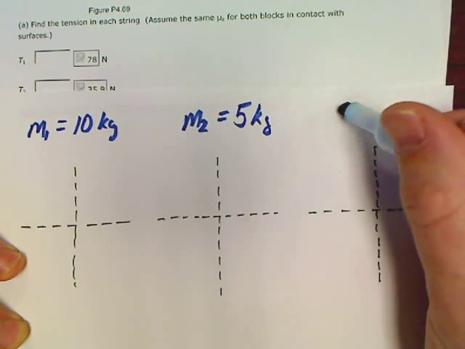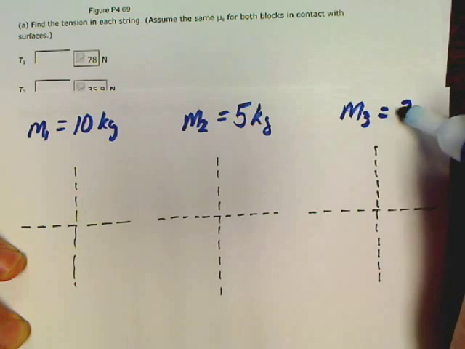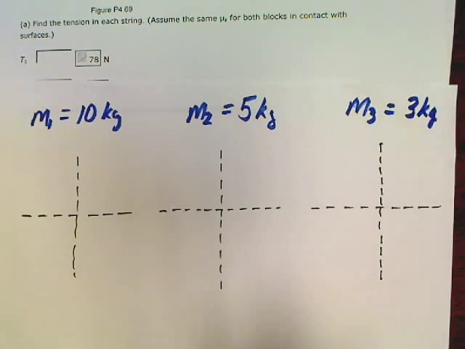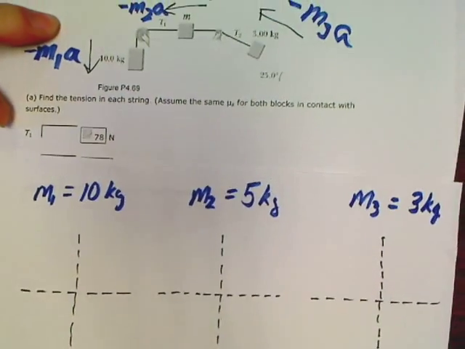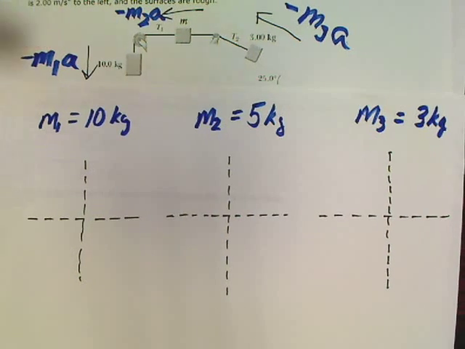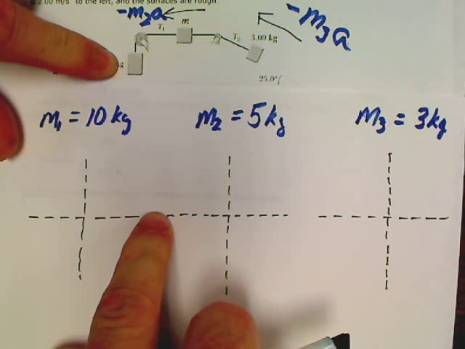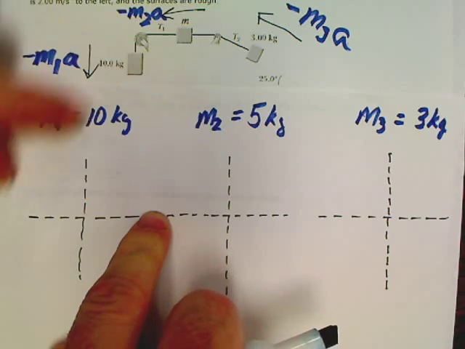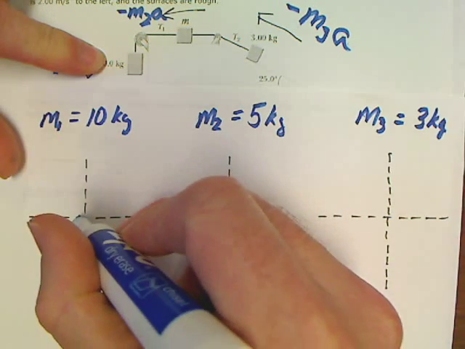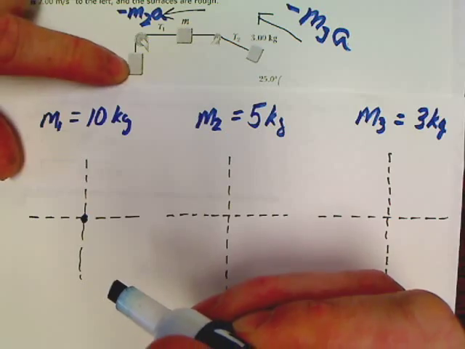And then this is my M3. Oddly enough, it is 3 kilograms. So I need to do a free body diagram now on each object in that picture. I'm going to do the one hanging off the edge first. I love this one. It's the easiest. On this one, there's a rope attached to the top of it.